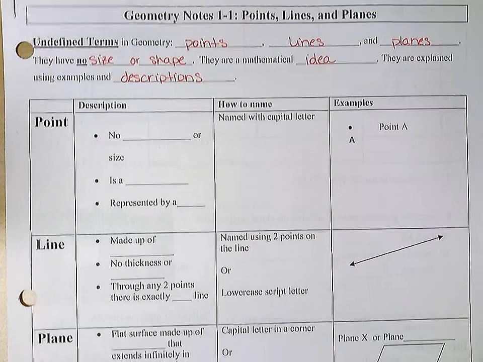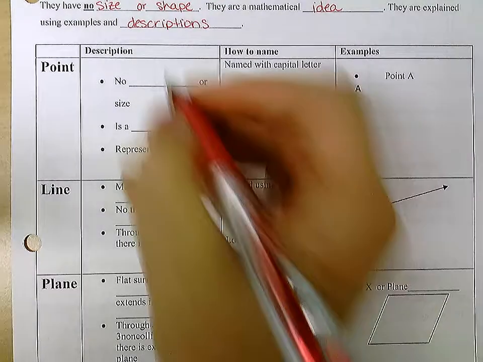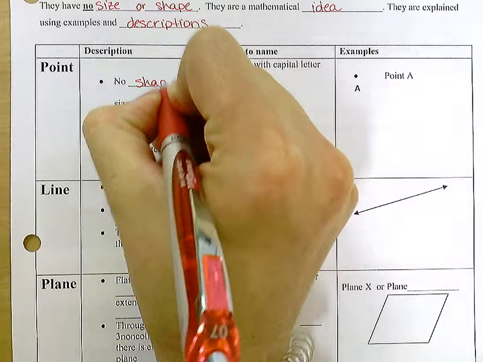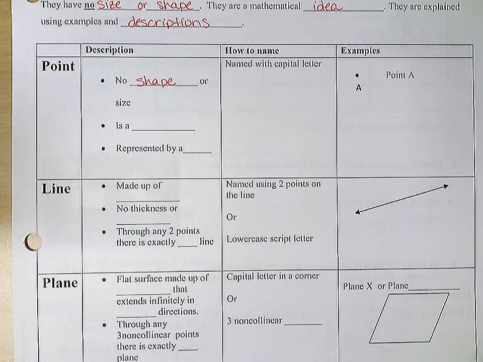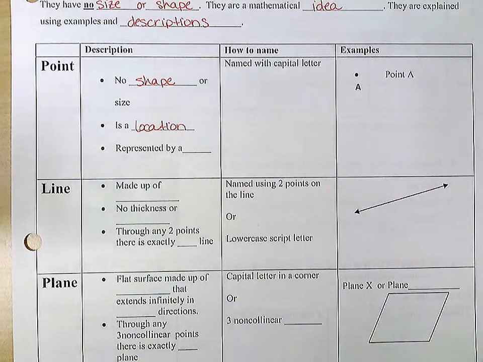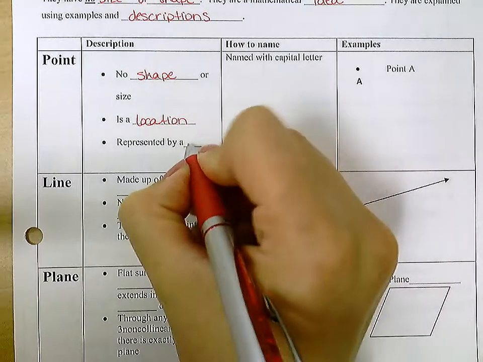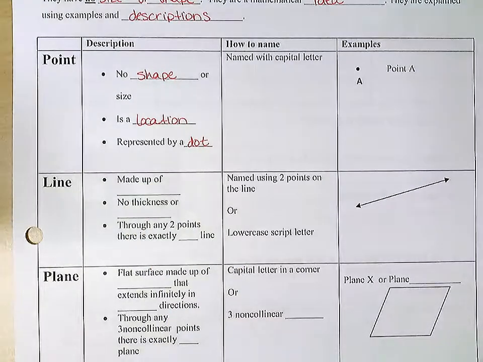So starting with a point, the description of a point: it has no shape or size. It is a location, and is represented by a dot. Okay, so it's where something is located. You place that point there.